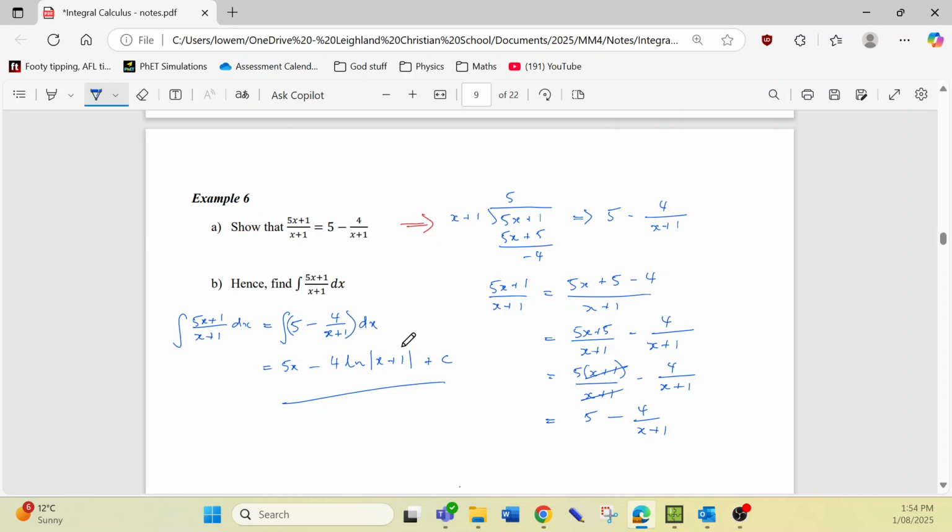All right, so exercise 9C will give you particular practice on integrating those different types.